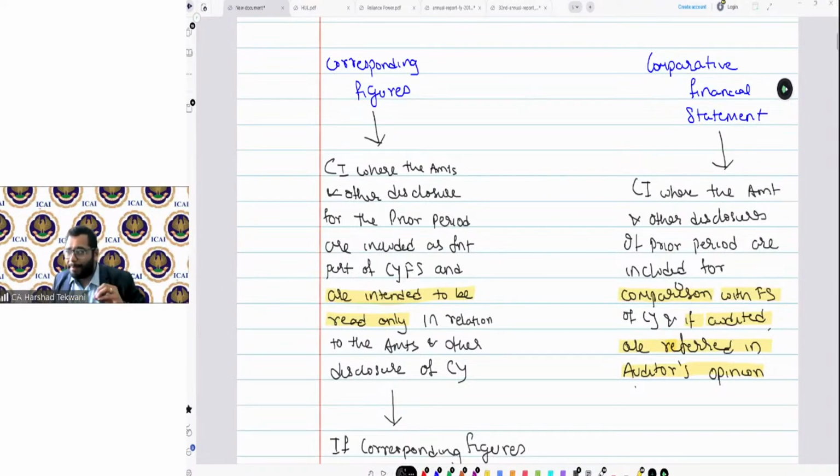So there is a very big difference. Now, what happens is when I issue comparative financial information, I issue an opinion on the previous year numbers. Again, I issue an opinion on previous year numbers. Now, there can be a few scenarios in that case. Let us see that.